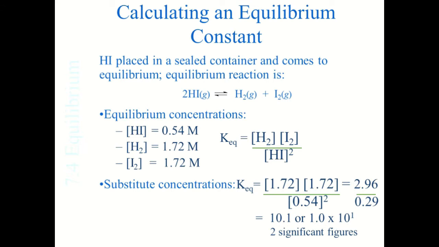There's no coefficients here, so leave them blank. And then I simply say 1.72 times 1.72 divided by 0.54 squared, and my answer is 10.1. So if you set it up correctly, the math will not be hard. You'll be able to set it up. You just simply need to make sure that you're setting it up correctly.